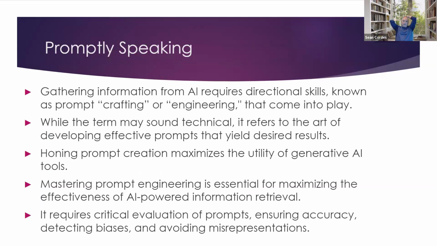So the way that you make sense to the AI is by giving directional skills. And these are basically called prompt crafting or prompt engineering. It's basically coming up with terms to direct the AI so it understands what outcomes you want. Honing prompt creation maximizes utility. So the first time you enter something, you might not get the response you want. You can redirect the AI using questions and examples to get a better output. And it's essential for maximizing the effectiveness of AI retrieval. Prompts require critical evaluation.